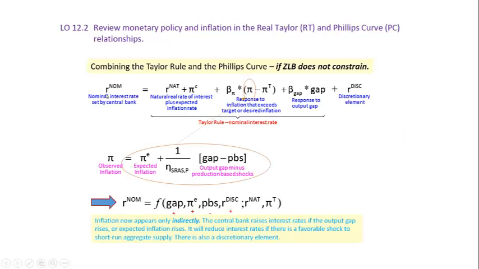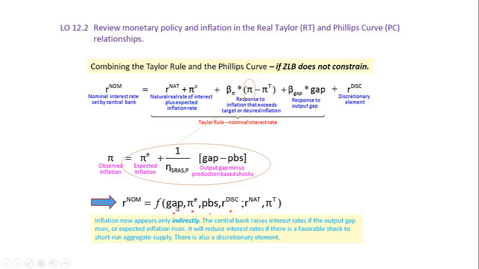So once again, here is the Taylor rule. Here's the Phillips curve. You'll see inflation here. What we're going to do is take out the inflation rate and substitute in all of these other elements: expected inflation and the relationship, the output gap minus shocks to the short-run aggregate supply curve multiplied by 1 over the elasticity of short-run aggregate supply with respect to the price level. And what are we going to get? We're going to get a relationship where the output gap is positively related to nominal interest rates.